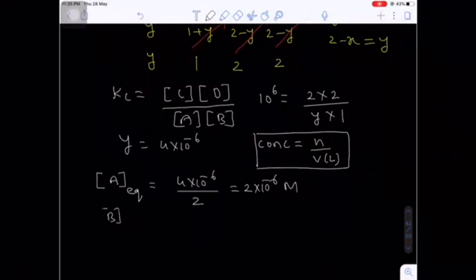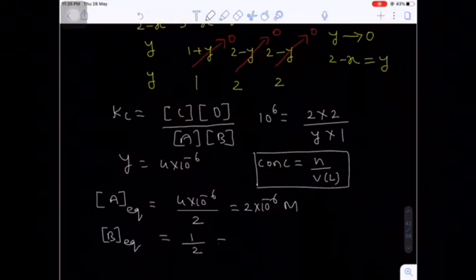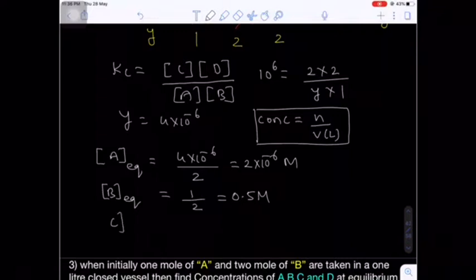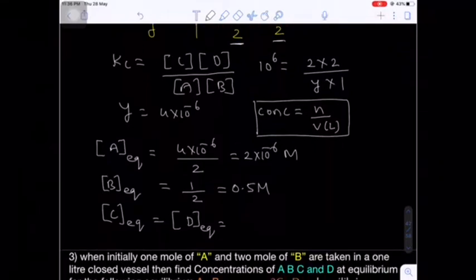Now what is the concentration of B at equilibrium? It is 1 mole divided by the container volume of 2 liters, that is 0.5 moles per liter. Now the concentrations of C and D at equilibrium: how many moles of C and D? Each 2 moles. 2 divided by the container volume of 2 liters, so 1 mole per liter. So these are the equilibrium concentrations.